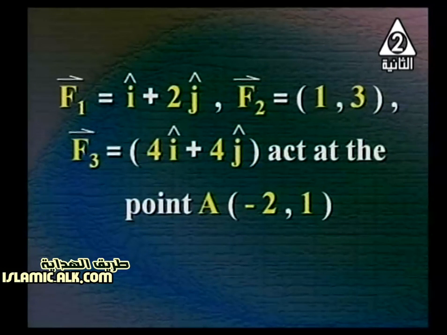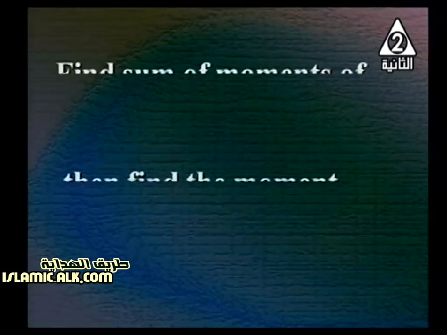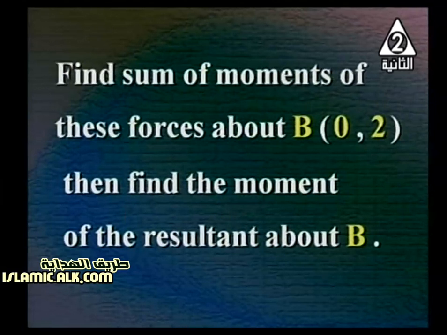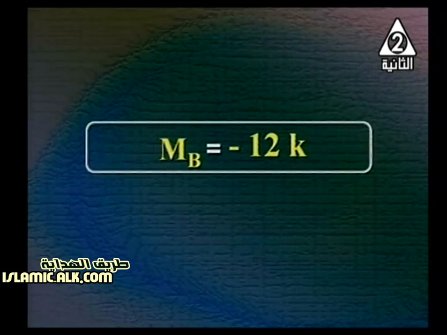What is required? Find the sum of moments of these forces about B (0, 2). Then find the moment of the resultant about B. Remember, in this case, by using the previous rules, we find the moment of all forces equals negative 12 k.